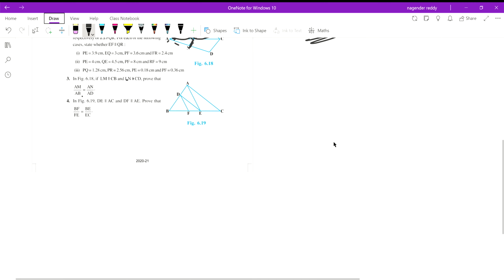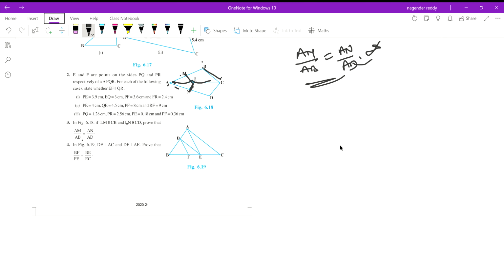We'll go for the fourth one. Fourth question. In figure 6.19, DE is parallel to AC. This DE is parallel to AC means BE by EC is equal to BD by DA. Now, equation number 1.